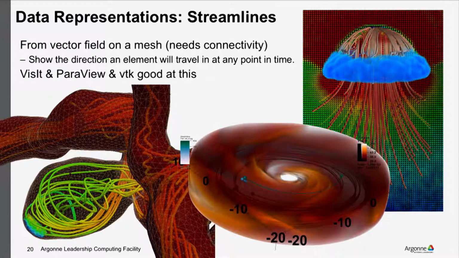So for example, again, to use the example of the aneurysm, you have this flow that's coming in and swirling through that structure.